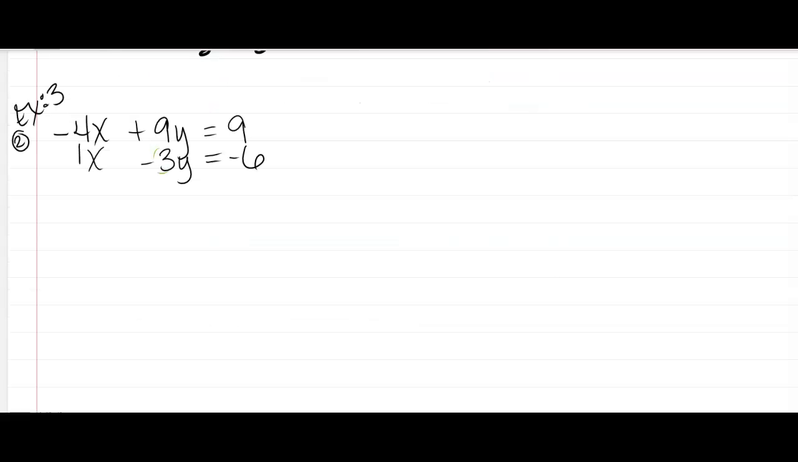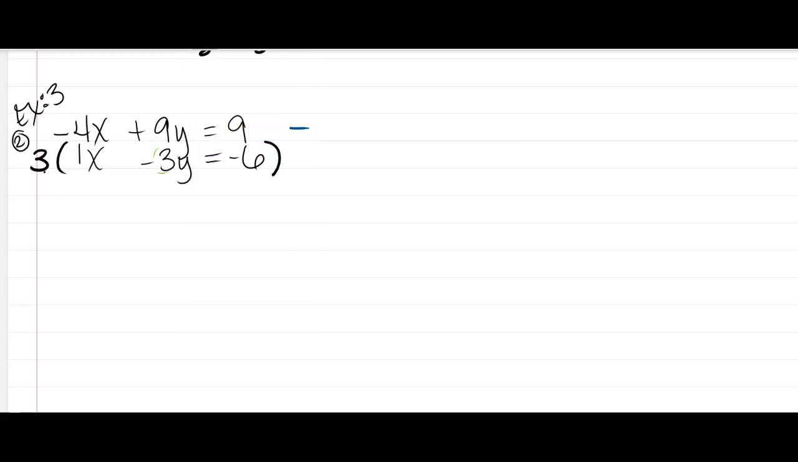Okay, let's do the final example. Now in this one, when we look at our x's, we have a negative 4 and a 1. We look at our y's, we have a 9 and a negative 3. Neither of them are exactly the same or opposites of each other, but we can make that 3 look like a 9, or we can make that 1 look like a 4 by multiplying by one of the numbers. So I'm going to eliminate the y's, and I'm going to do that by multiplying the bottom equation by 3. If we multiply the negative 3y times 3, that will make it the opposite of positive 9y.